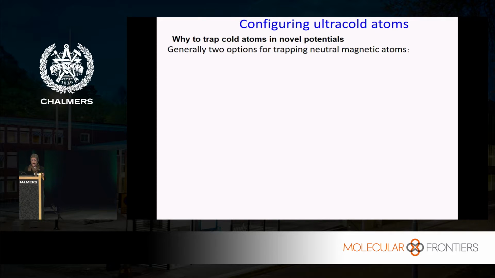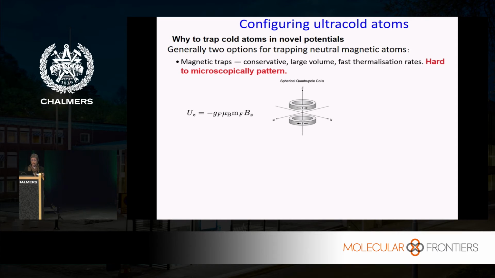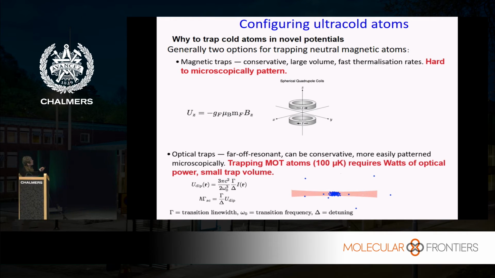So first of all, how do I configure ultracold atoms? There are several methods that we can use, and one of them is magnetic traps, where we trap atoms into these magnetic traps. And it is a little bit hard, if you're using magnetic traps, it's very hard to make a microscopic pattern.